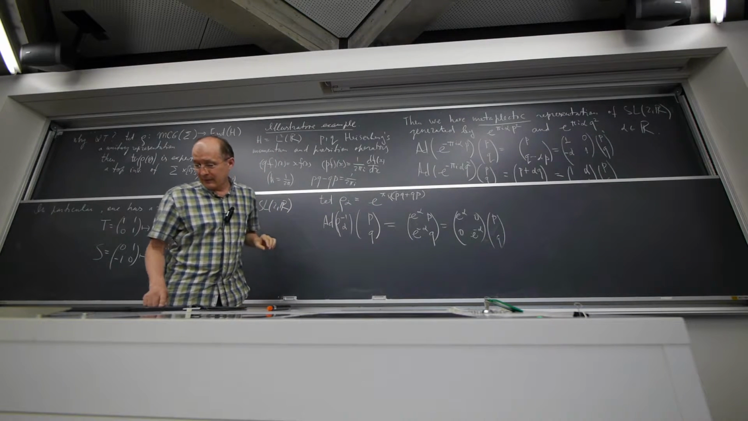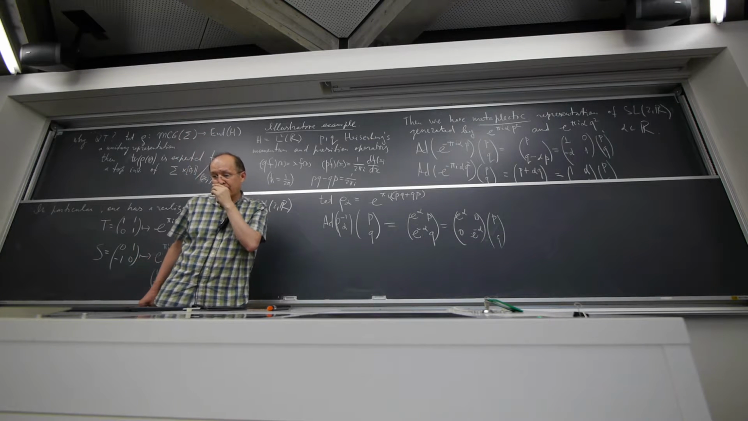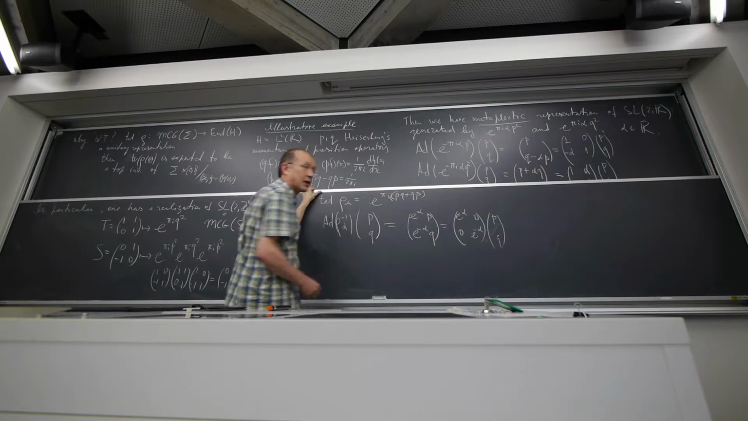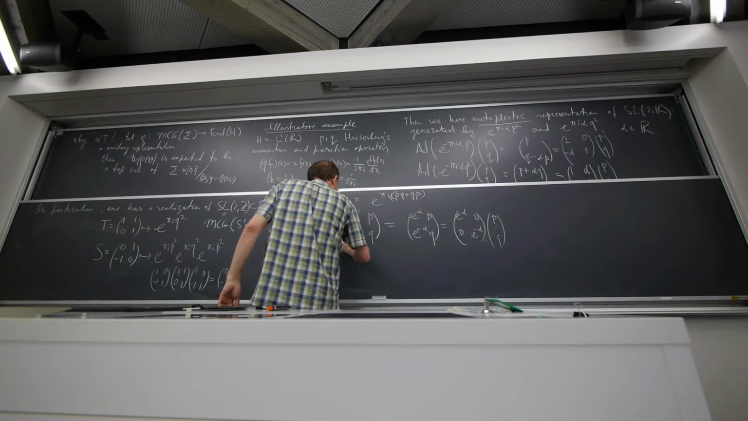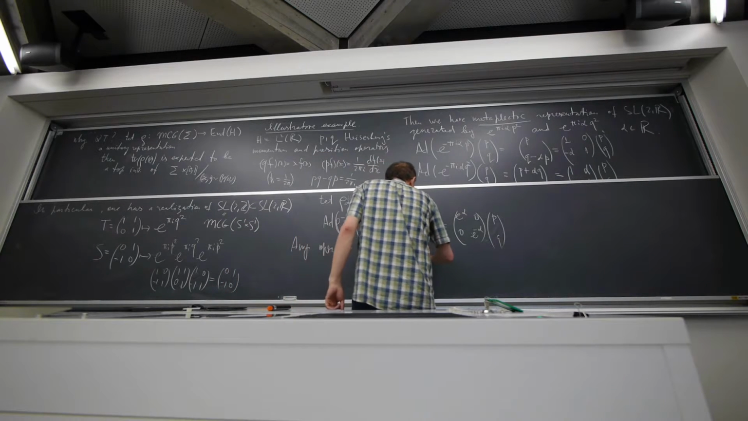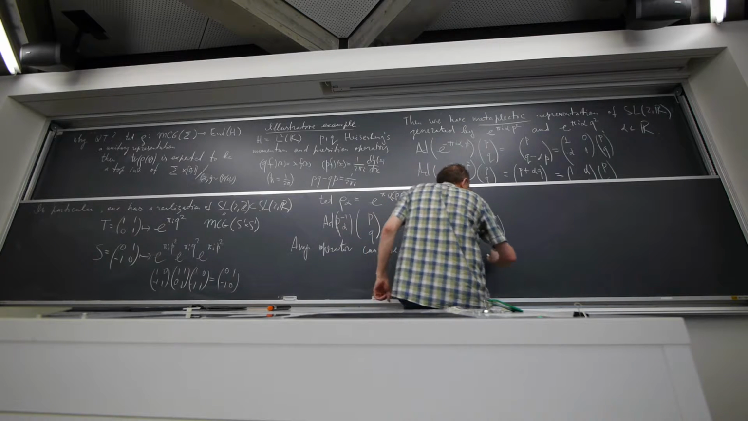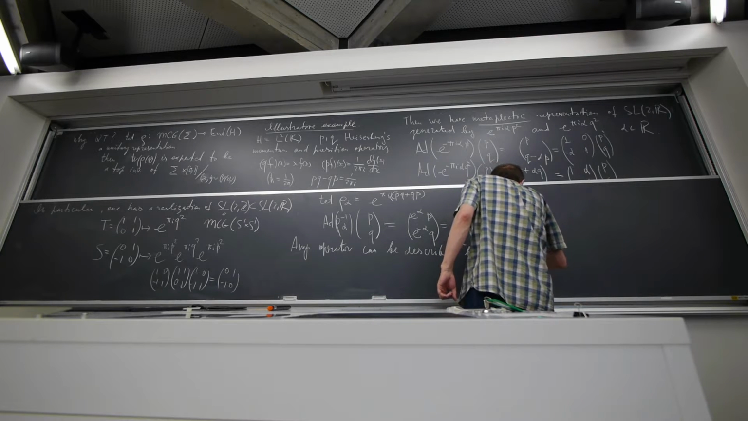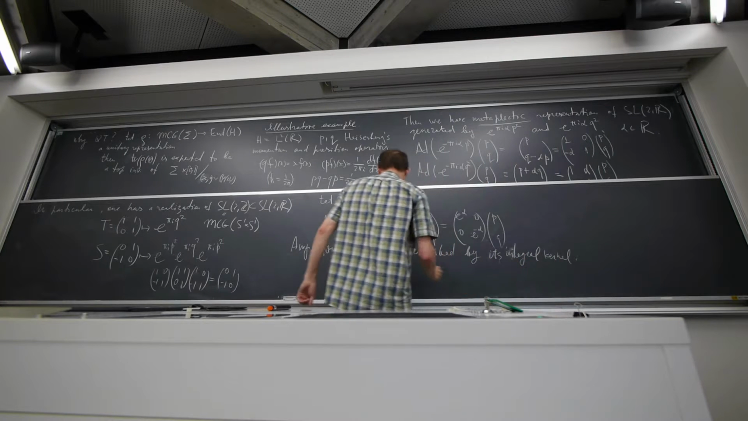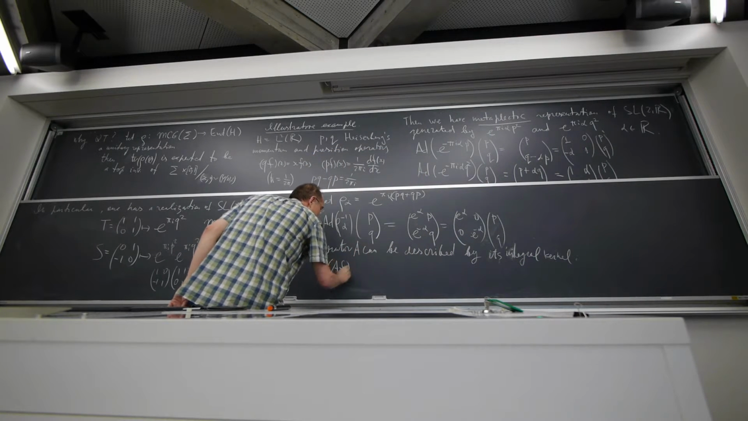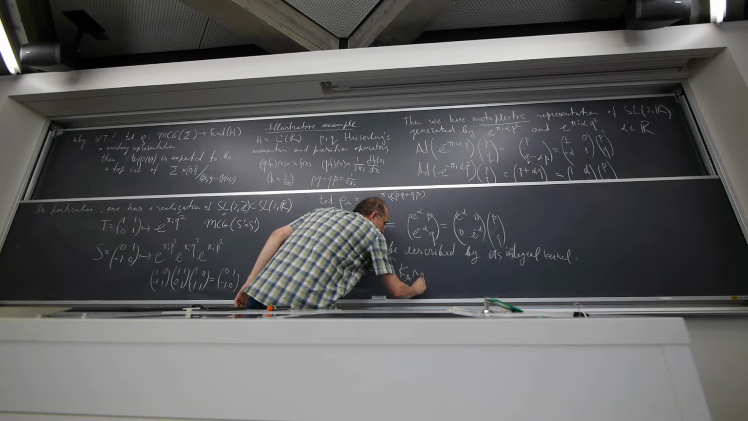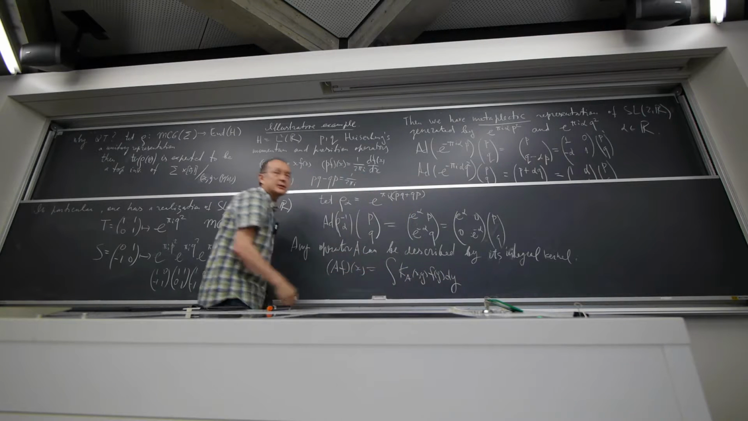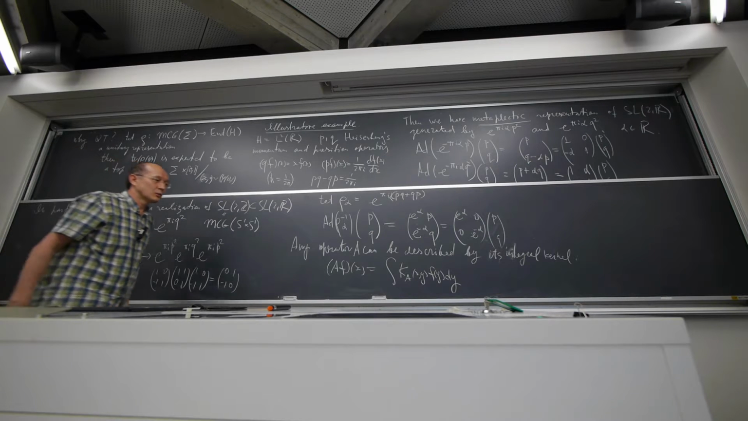Okay, so how to calculate the trace? Any operator can be described by its integral kernel. Any operator A acts on f and gives a function, and this function we can always write as the integral of K_A(x,y) f(y) dy. And the kernel is a distribution-valued object, which is the Schwartz theorem, actually.